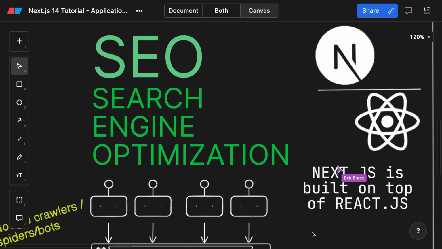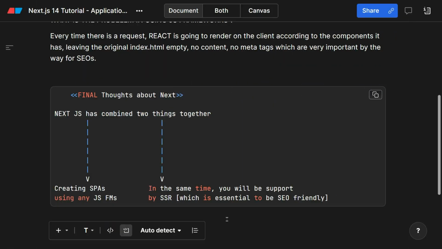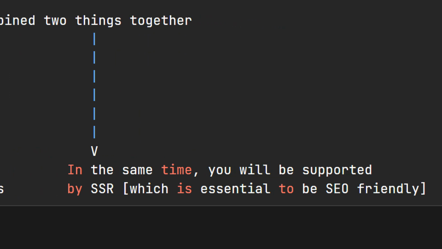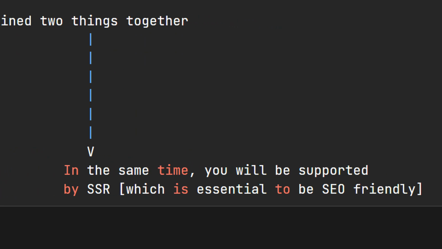Next is fantastic in a lot of things, but this is where it shines. This is where it excels. It increases the search engine optimization for your website, and you don't have to sacrifice anything. You're going to write your JSX code, you're going to write components, you're going to use hooks, you're going to manage states and all of that. At the same time, your website is going to be easily discoverable on the search engines. So just to summarize my final thoughts about Next.js, in my opinion, Next.js has combined two things together: creating SPA using any JavaScript framework of your preference, and at the same time, being supported by server-side rendering, which is essential to be SEO friendly.